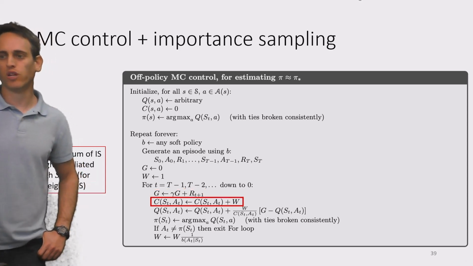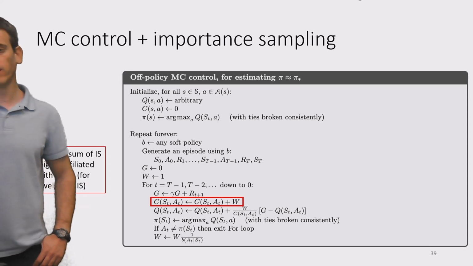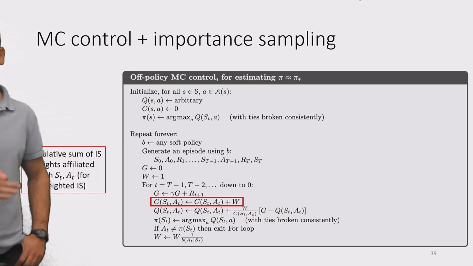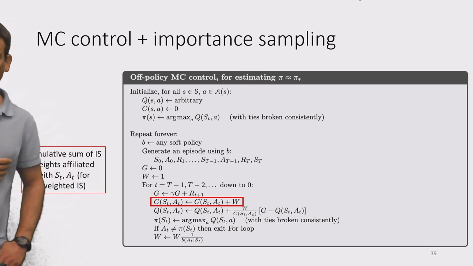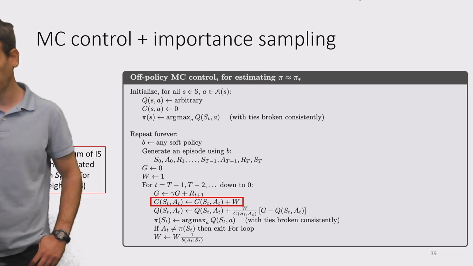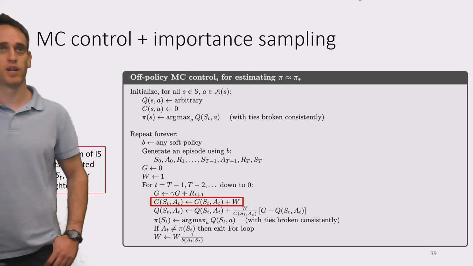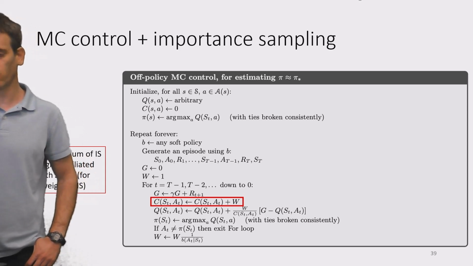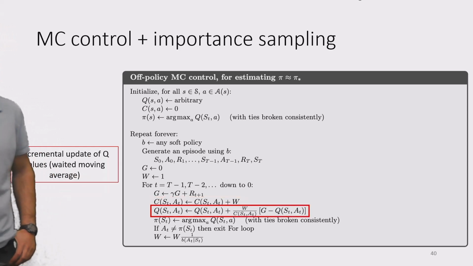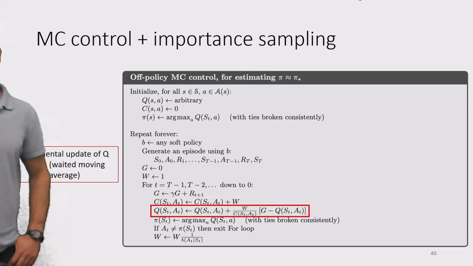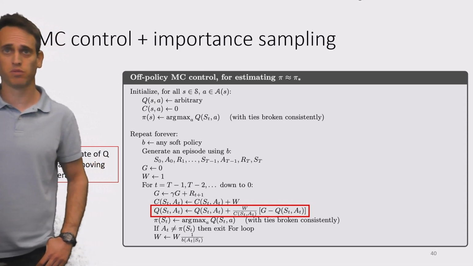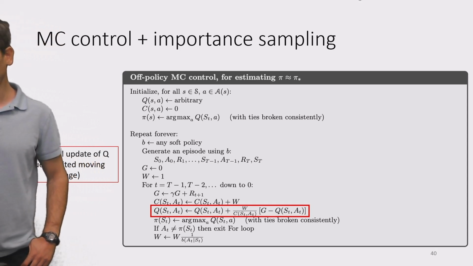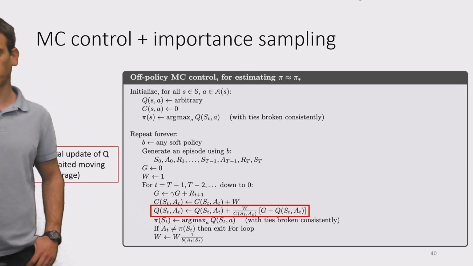We compute the cumulative sum of importance sampling weights affiliated with any S_t, A_t pair. This is what we need to accumulate for weighted importance sampling, right? We're going to use this as the normalizing factor. We're using the weighted version of importance sampling. We do an incremental update of Q values. So this is a weighted moving average, as we've seen before, in order to provide more stable learning.